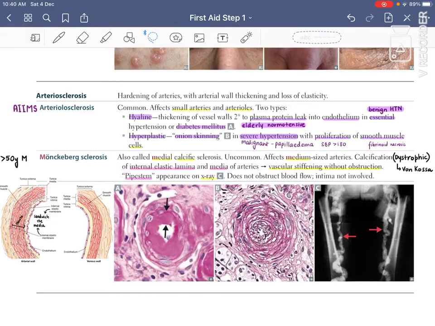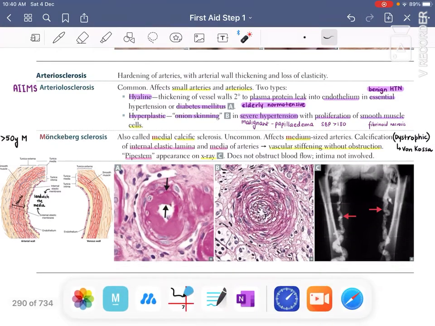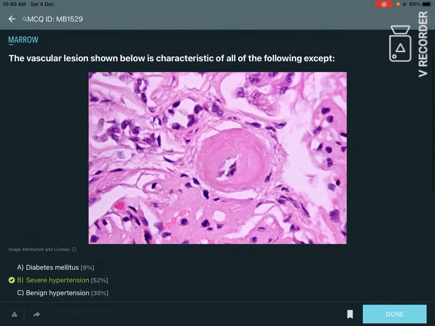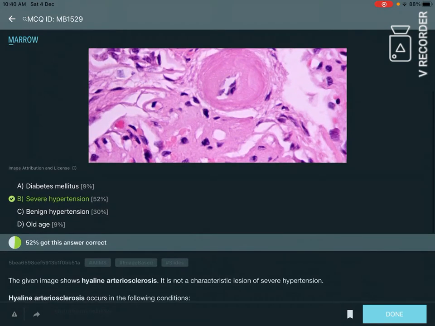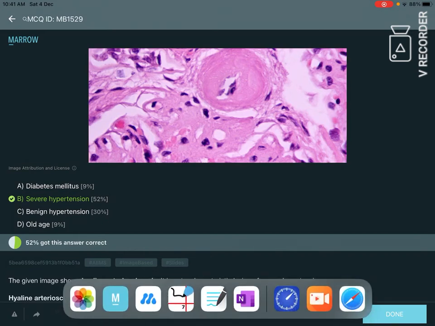So let's take today's topic, arteriosclerosis. I just finished the topic just now, and there was a past year AIIMS question. I had made a custom module, and there was a vascular lesion shown, and you had to identify that this vascular lesion is not caused in which of the following conditions. They gave conditions like diabetes mellitus and so on, from Marrow. This is a past year AIIMS question. I did the custom module before starting this, so yeah, go back.